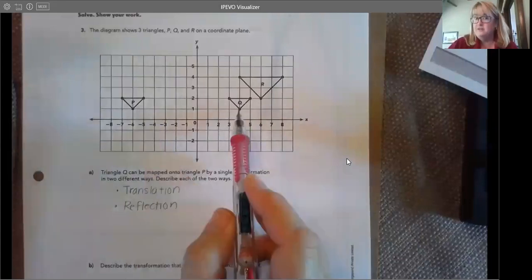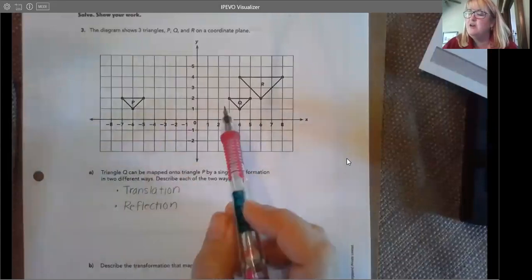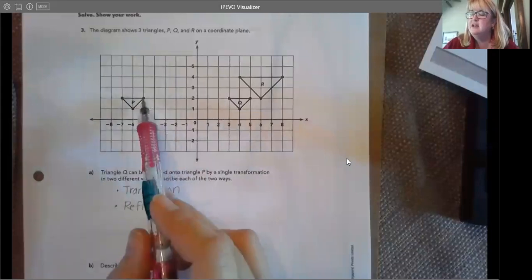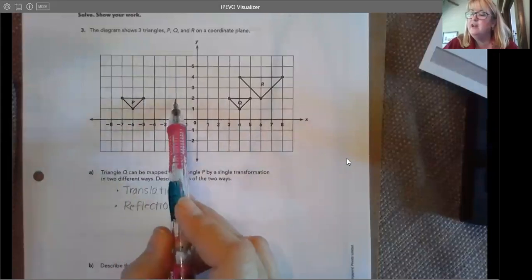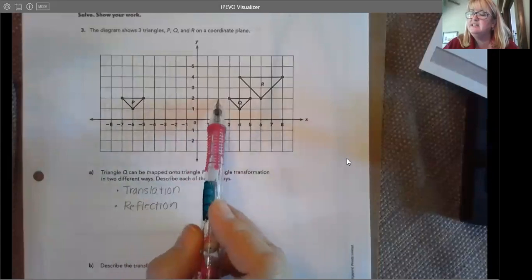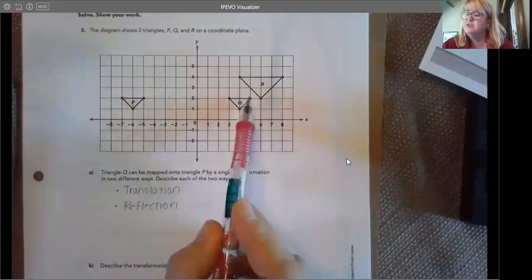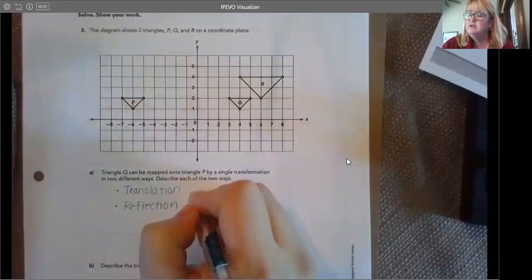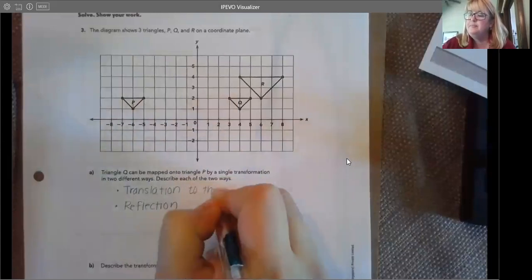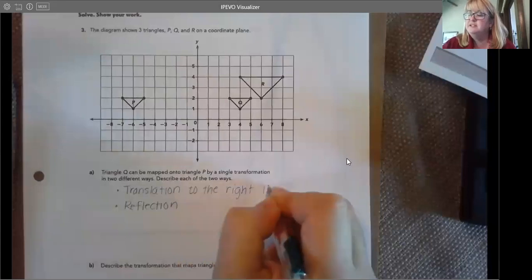If we want to quantify it, let's see how far will we translate. This point on the right side will move to the right 1, 2, 3, 4, 5, 6, 7, 8, 9, 10. 10 units to go from here to here. So translation to the right, 10 units.